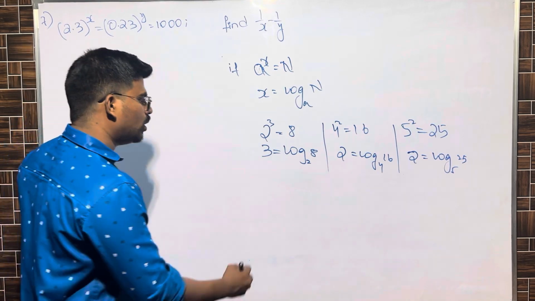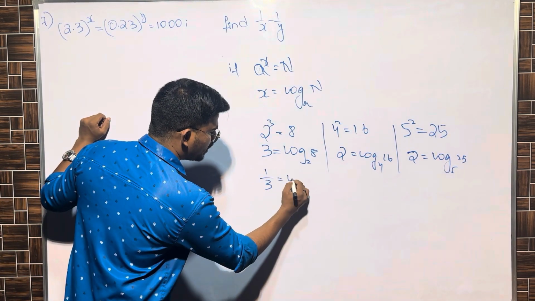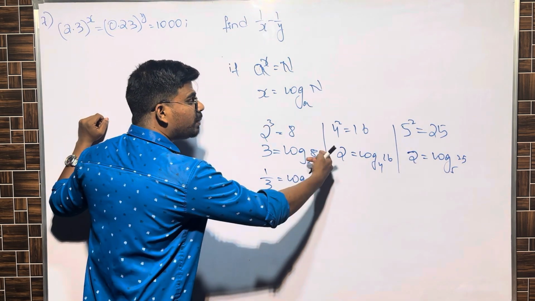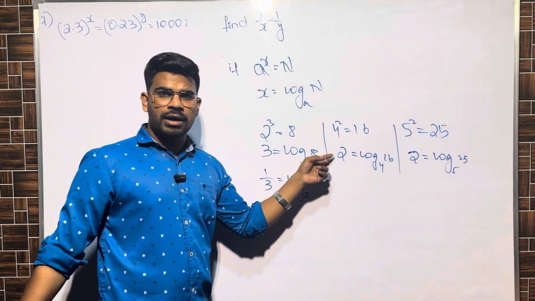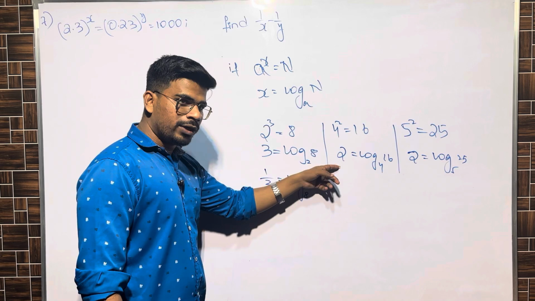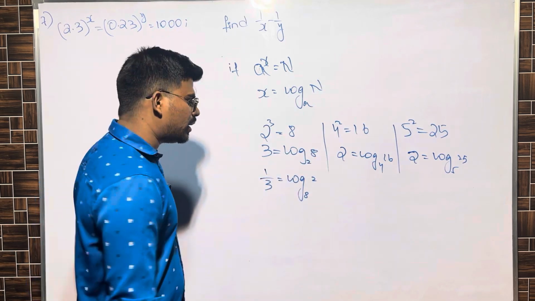Log 8 to the base 2. What will be 1 by 3? 1 by 3 is equal to log 2 to the base 8. The terms will be interchanged. The one which is there in the log base will come to the normal term, and the normal term will shift to the base. So 3 is equal to log 8 to the base 2, and 1 by 3 will be log 2 to the base 8.